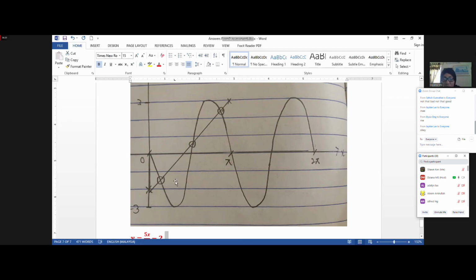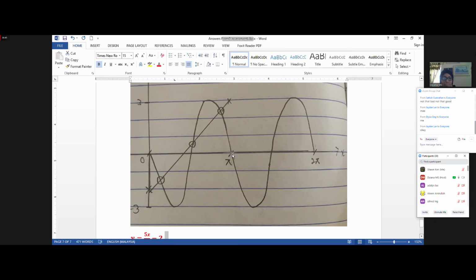Any question? But make sure you draw within the range, and the point pi is here, 2 pi is here. That is correct. If you want to label more, let's say you also want to label pi over 2, can. 3 pi over 2 also can. Then that one is 3 marks for part A.